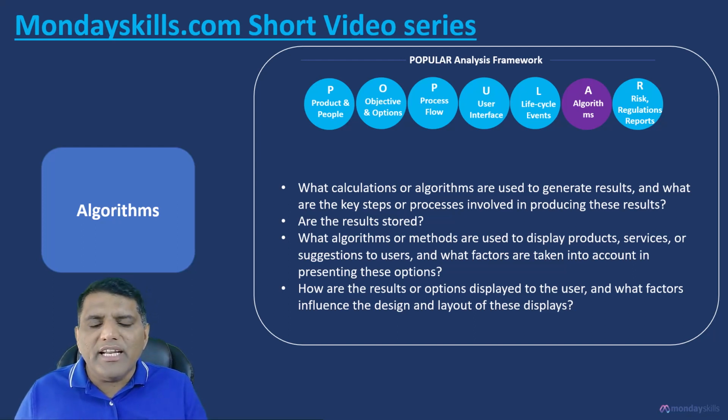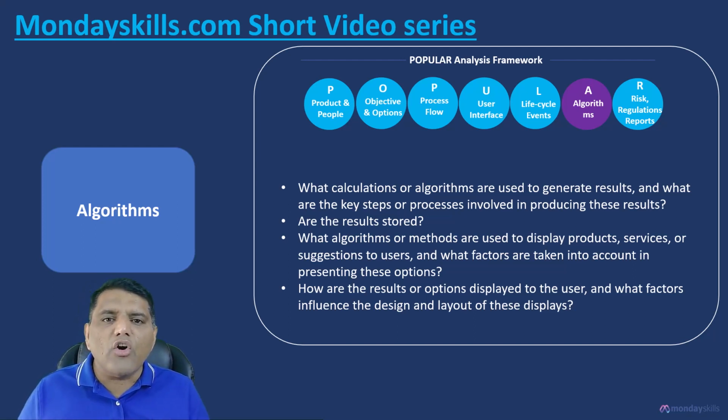Let's say you're calculating the EMI for a mortgage. So how is the EMI calculated, right? What are the different payment options out there? What are the different algorithms for calculating? So you need to think through what all those algorithms are and how they are going to work. What is the calculation in there, so that you can document that.